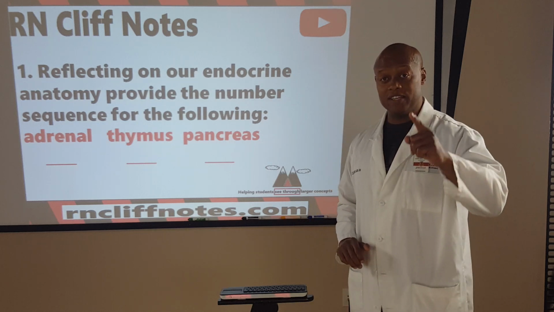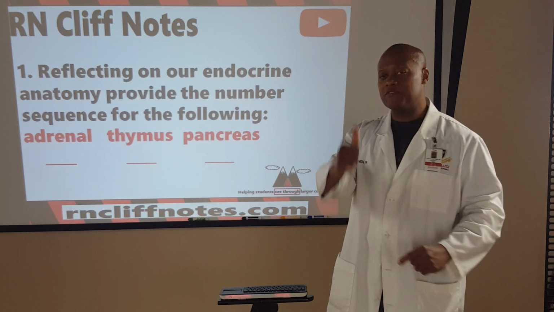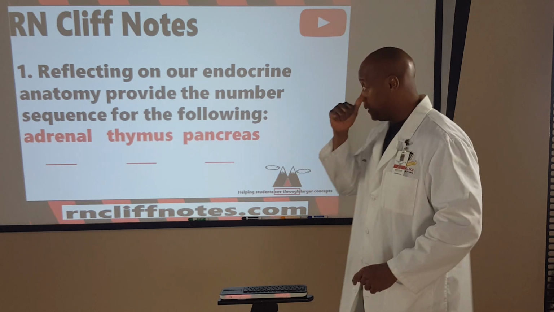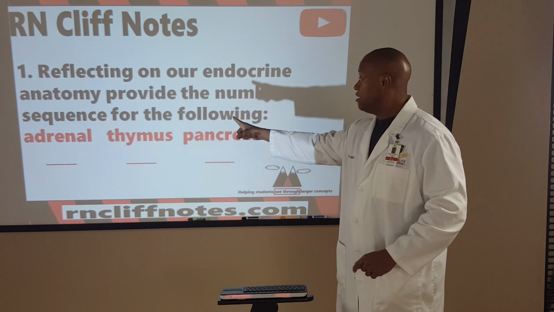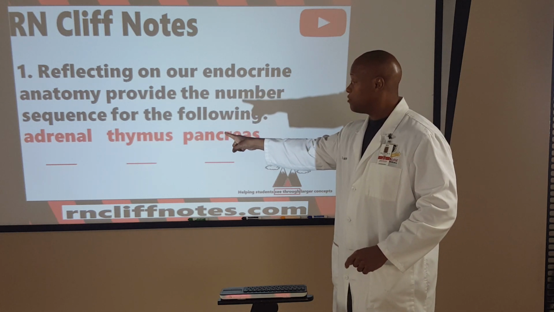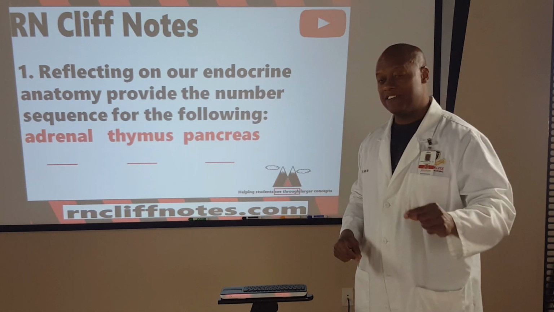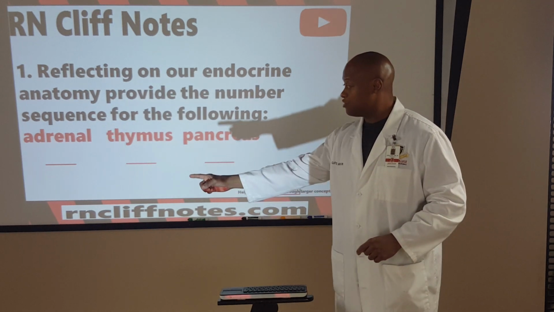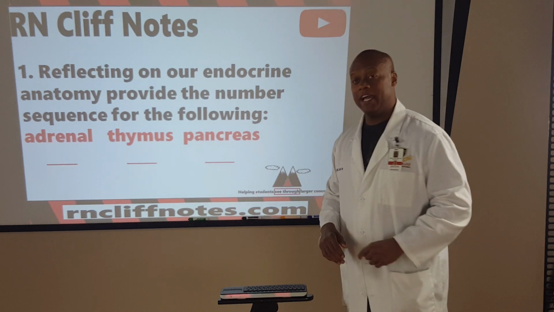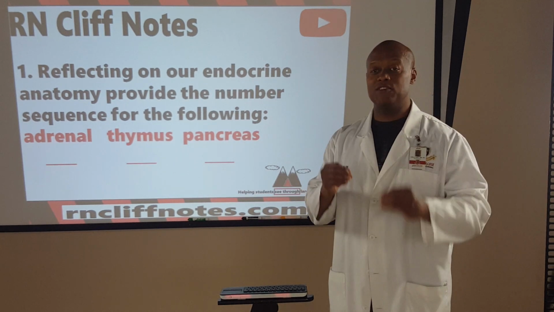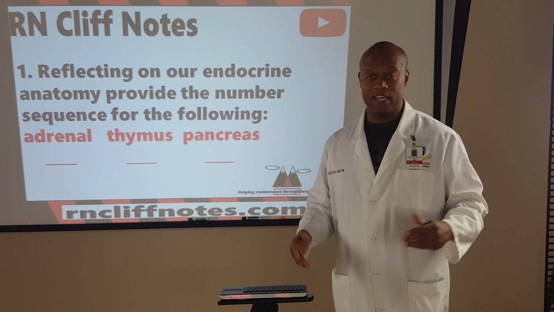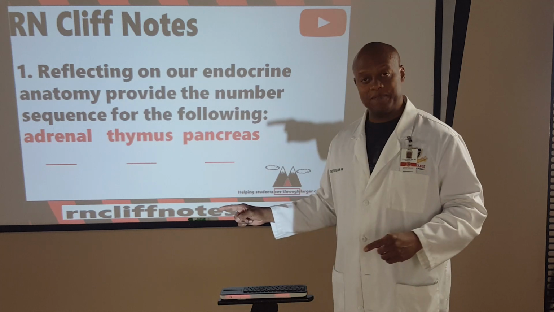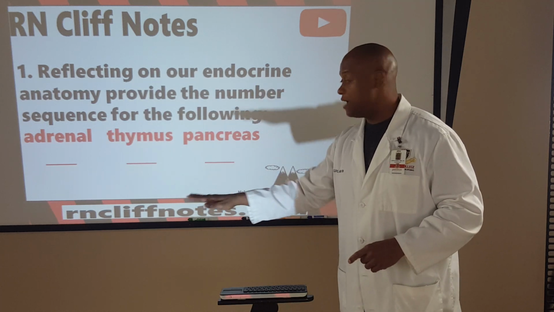Okay, so number 1, the very first one. Now we're reflecting on our anatomy and physiology video that we just did. And as we're looking at that, we want you to provide a number sequence that identifies the following structures in order. Okay, so the adrenal, thymus, and pancreas. So we want you to find those numbers and put them in that order. And by the way, just a little play here. So we've got ATP, adrenal, thymus, pancreas.